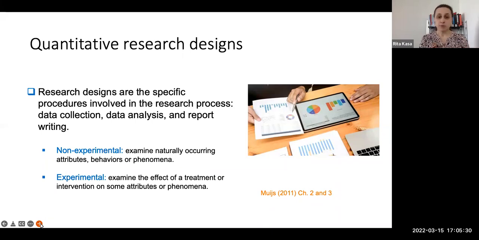Then we also have experimental research design, where the word experiment already communicates that researchers do something to change the behavior of people, or try to get people to react in certain ways to a certain intervention. So in short, experimental studies will always focus on the effect of a treatment or intervention on some attribute or phenomenon. These are the two major research designs that we can talk about in quantitative studies.